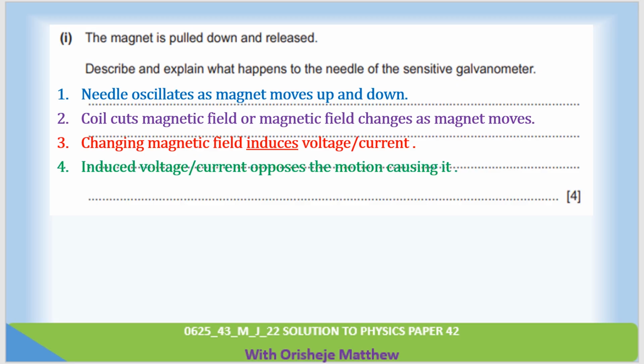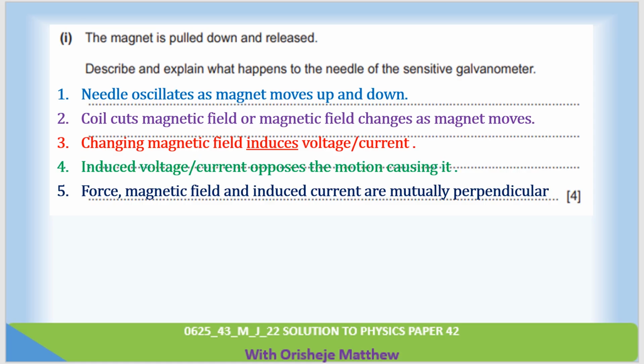The induced voltage opposes the motion causing it. So what is going to happen is it slows down the magnet on the spring. Okay, so the force, the magnetic field and the induced current are mutually perpendicular. Okay, so with that you have your 4 marks.